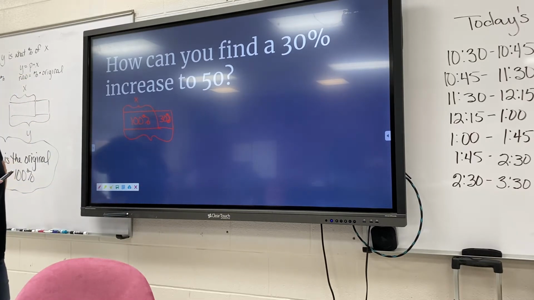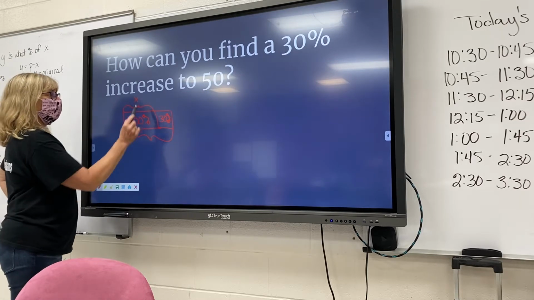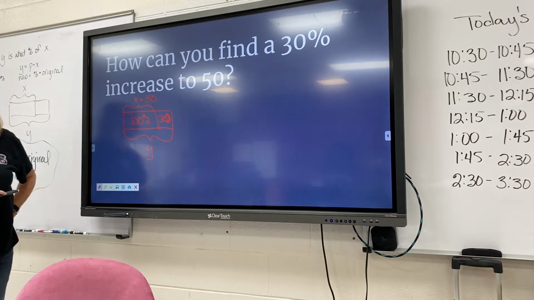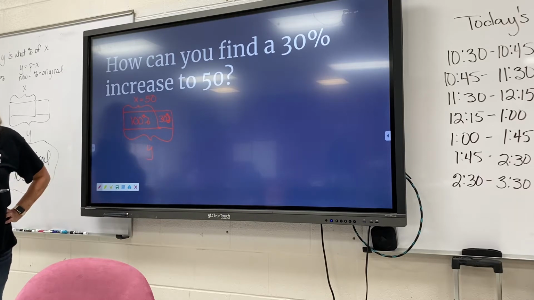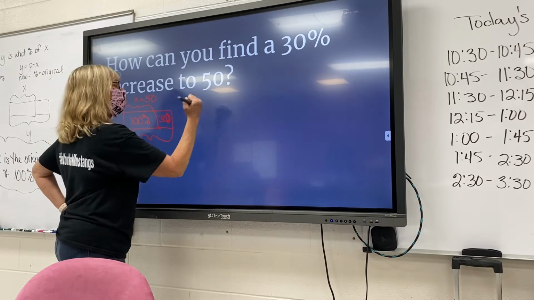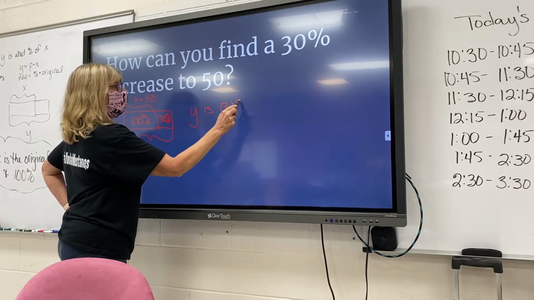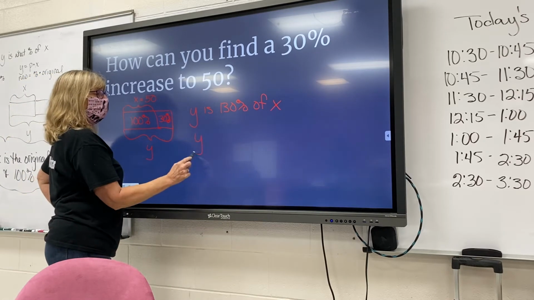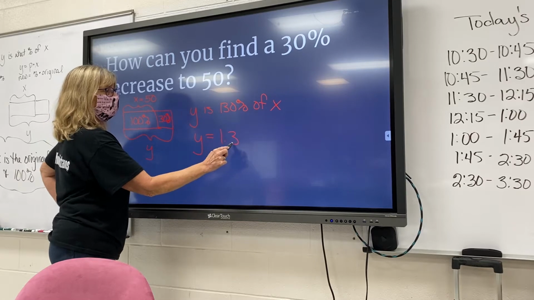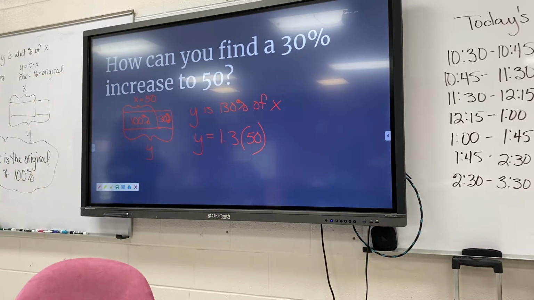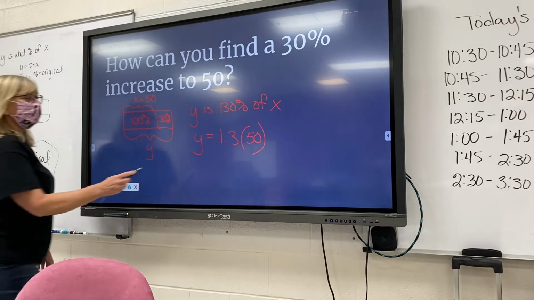How can you find a 30% increase to 50? So I want to find x is 50. Y is what I want to find. Okay? So y is what percent of x? 130%. So y is 130% of x. Okay, so the equation would be y is 1.3 times 50. Okay, that's one way to do it. I can multiply it by 1.3, yes? 65, okay. There's another way to think of it.